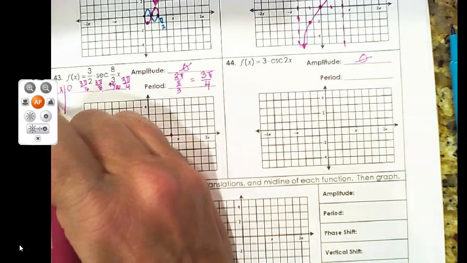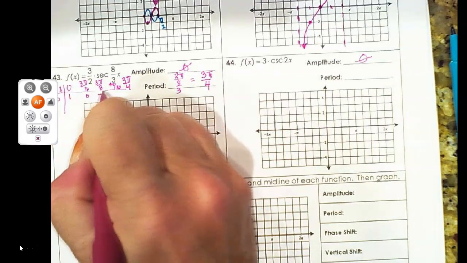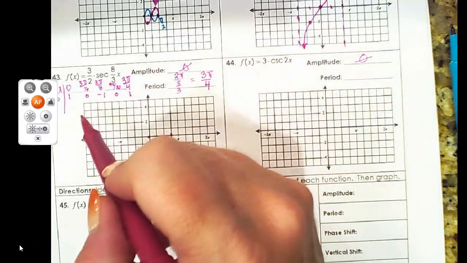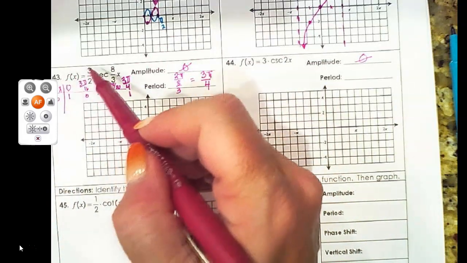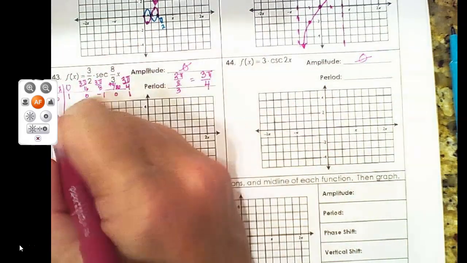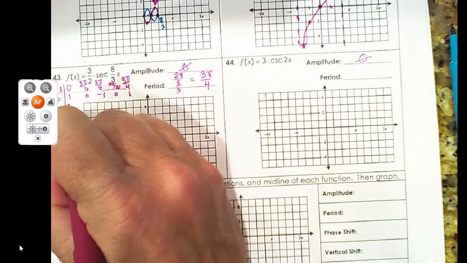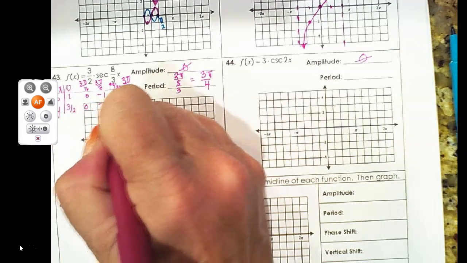And I'm going to do my cosine curve. So I'm going to do the cosine parent. So that goes 1, 0, negative 1, 0, 1. And then to get the cosine curve, to get the y values, I'm going to multiply everything by 3 halves. So that's 3 halves, or 1.5, 0, negative 1.5, 0, 1.5.